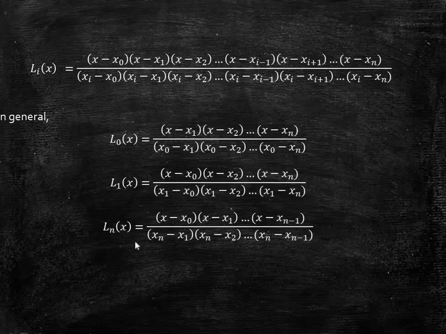And for Ln of x, we just remove the term x minus xn, that is the last term. We write all the terms in the product, x minus x0, x minus x1, up to x minus xn minus 1, because we removed the last term. In the denominator, we replace x by xn, so that is xn minus x0, xn minus x1, up to xn minus xn minus 1. So in general, we can compute L0, L1 and Ln of x.